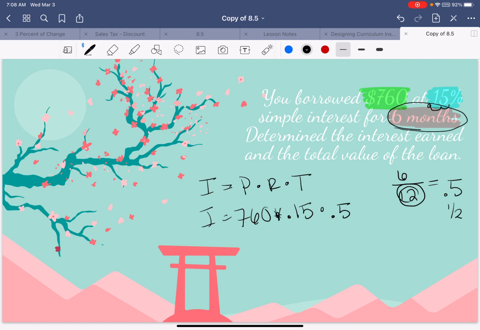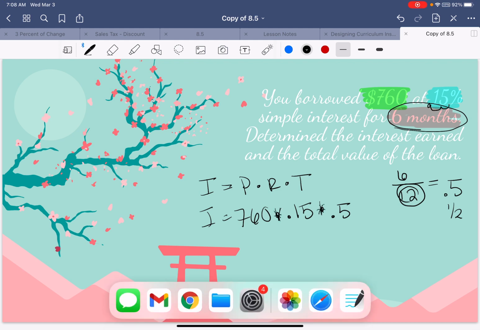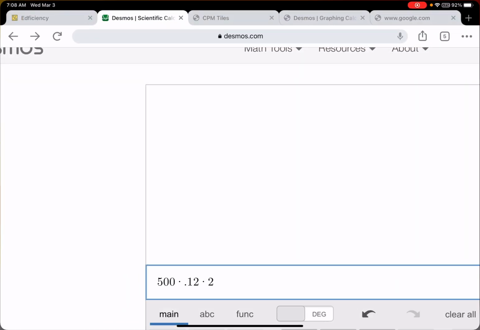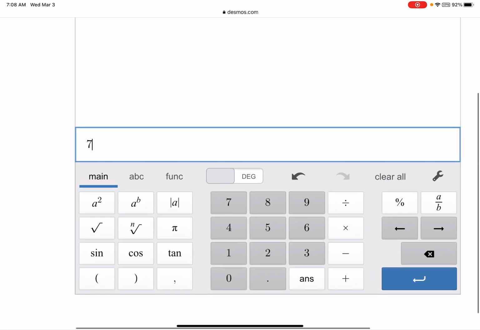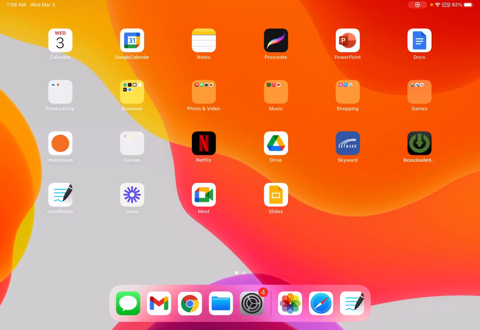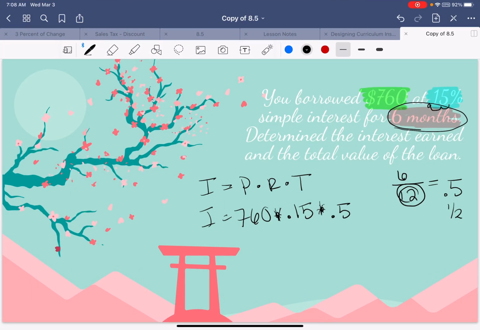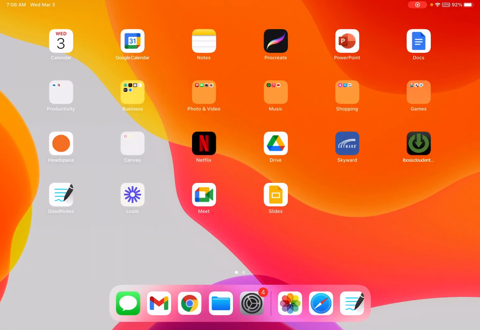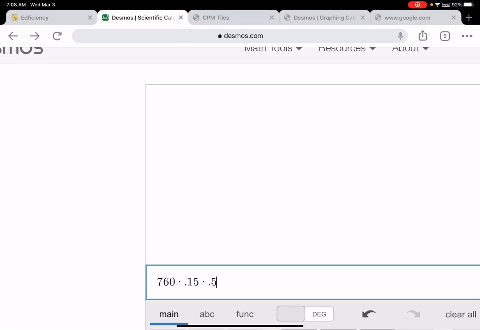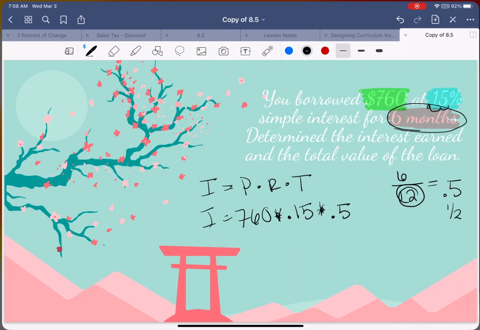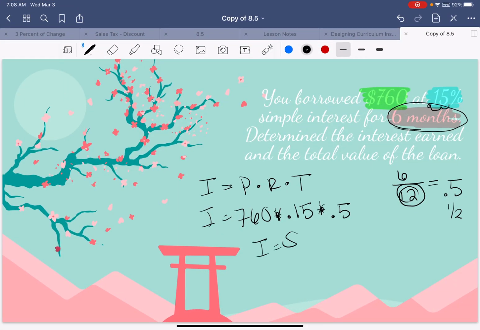I'm going to make these stars because I think it's easier to see. So over here, we're going to be doing 760 times the interest rate, 0.15, times the amount of years, which we did half a year. And we get $57. Okay. Well, did I type all that in right? Yeah. Okay. So that means $57 is how much we owe again. Okay. So our interest is $57. So after half a year, they want another $57.